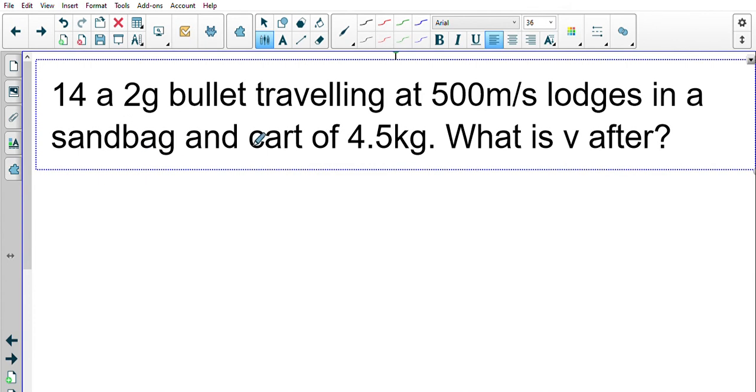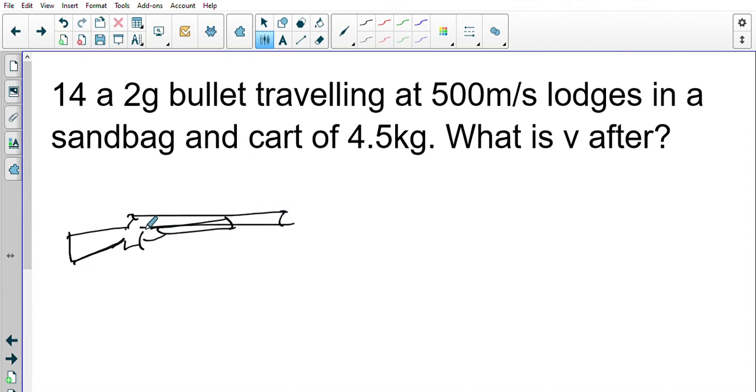Anyways, a 2 kilogram bullet is traveling at 500 meters per second. I've reworded the question, but that's really what's happening. And it lodges in a sandbag and cart system of 4.5 kilograms. So what have we got here? Well, we've got our gun, and there's our .22 long, and we're shooting this, and we've got a sandbag, and a sandbag is just a target that is part of the cart. And so as the bullet comes flying through here, it lodges inside the sandbag.